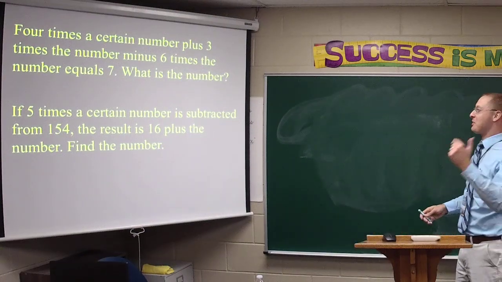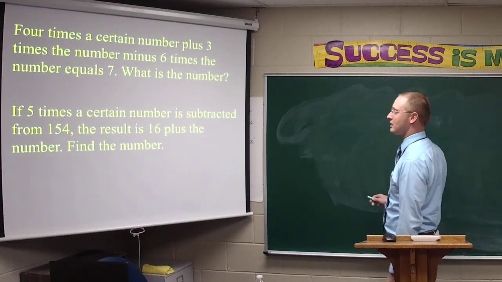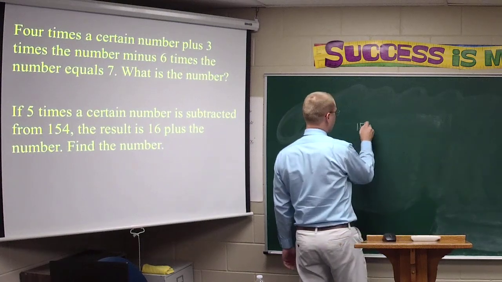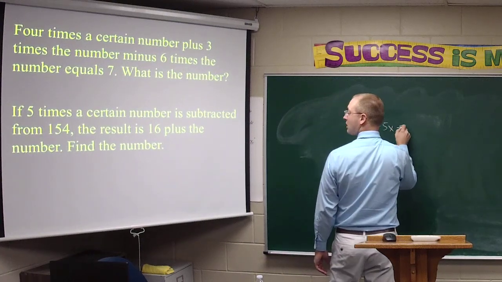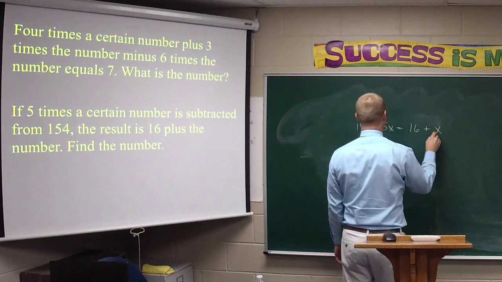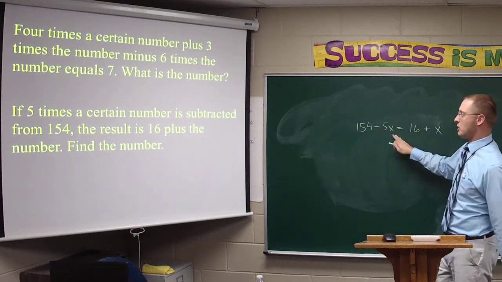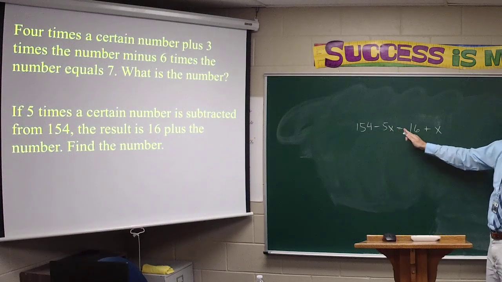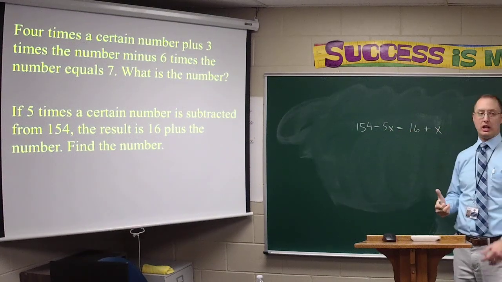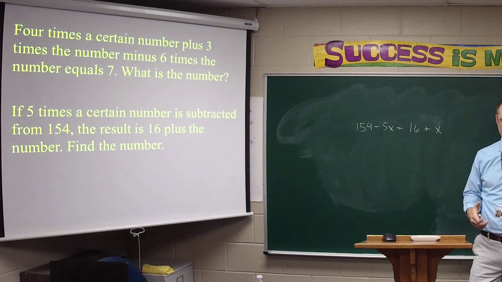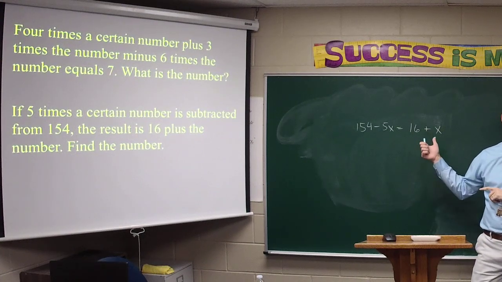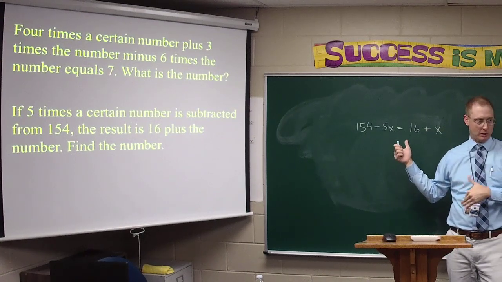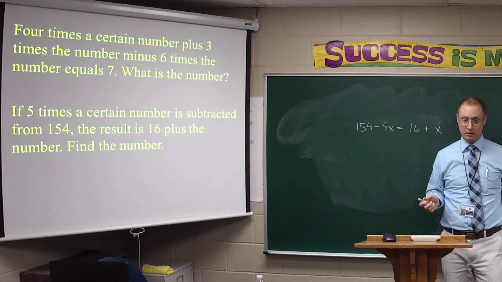So Audrey, what's our equation? 154 minus 5x equals 16 plus x. All right. If 5 times a certain number is subtracted from 154, the result is 16 plus the number. A little bit more involved than the last few. How many have the equation correct? Questions on the equation? We had some people with it not correct. What did we have? Give me some feedback.